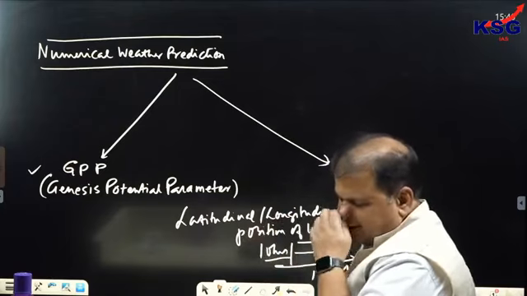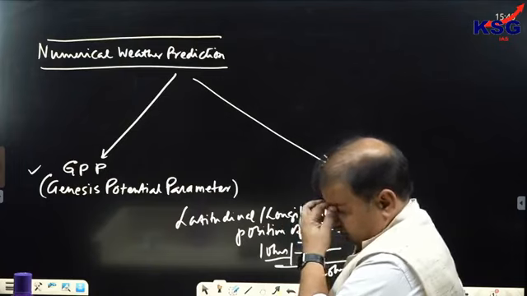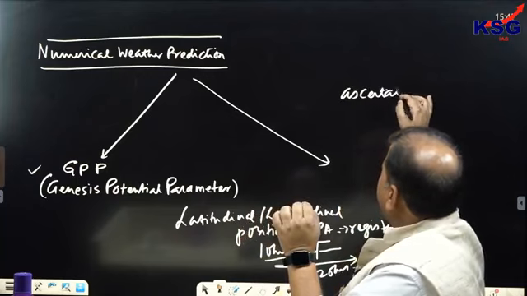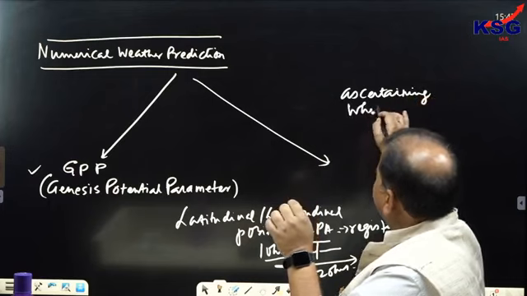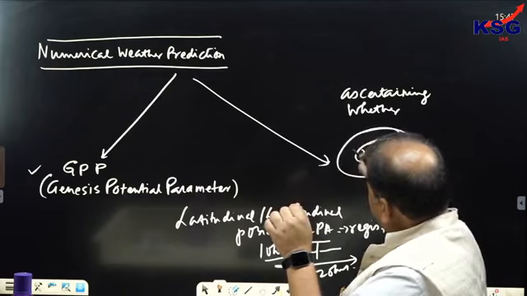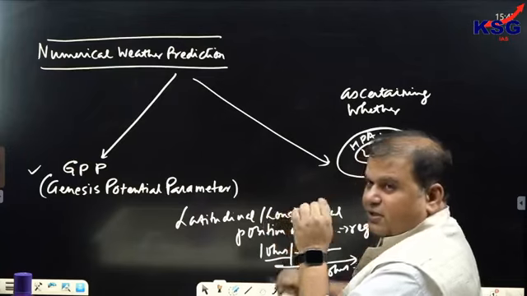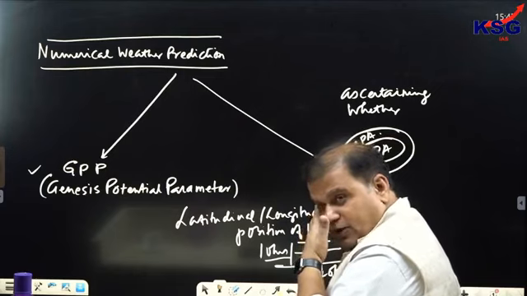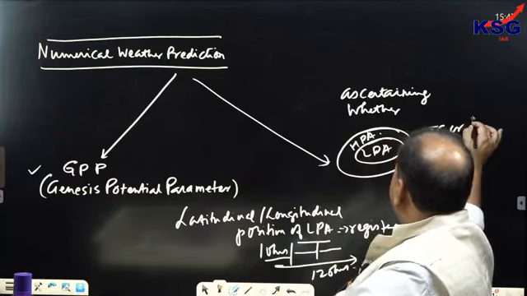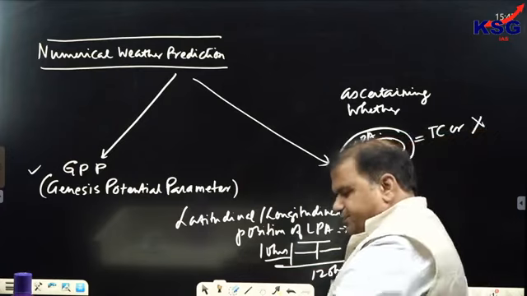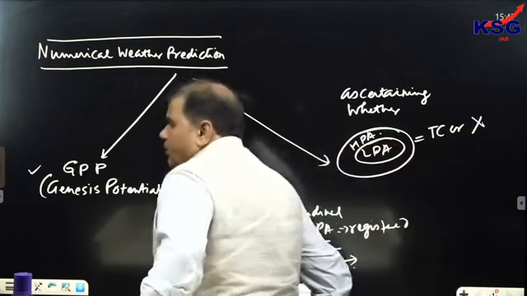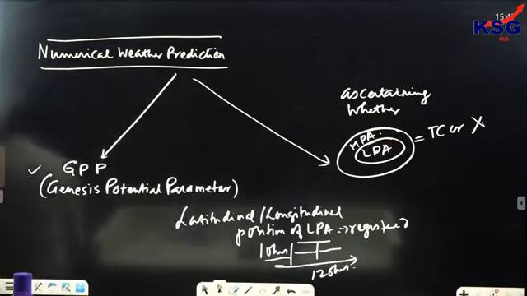Write down GPP, Genesis Potential Parameter. It is for the purpose of ascertaining whether a low pressure area surrounded by high pressure area can transform into tropical cyclone or not.